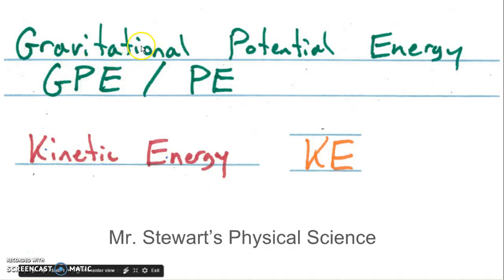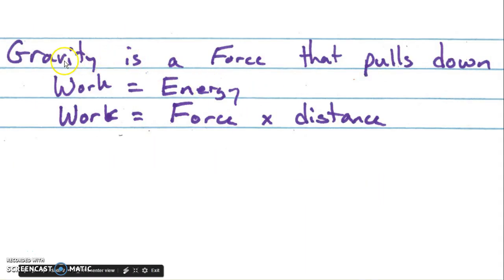So these notes are on gravitational potential energy and kinetic energy, PE and KE. We know that gravity is a force, and that force pulls everything down. We also know that work is equal to energy, and that work is equal to force times distance. So if work is energy and force times distance is also work, then energy is equal to a force times a distance.